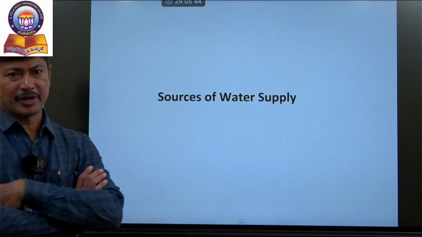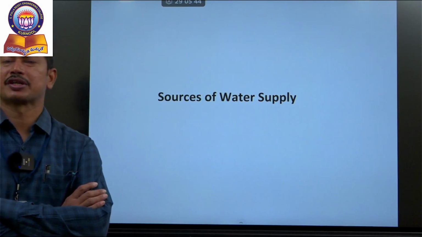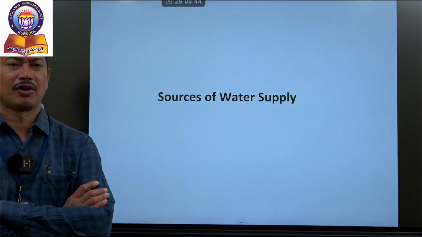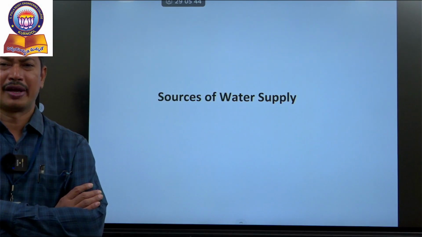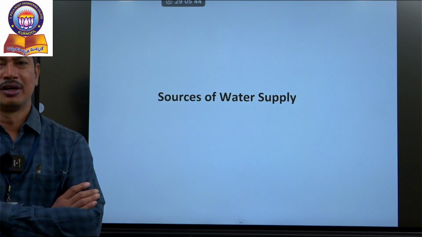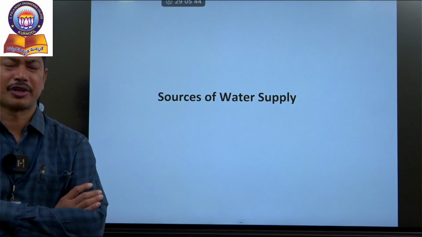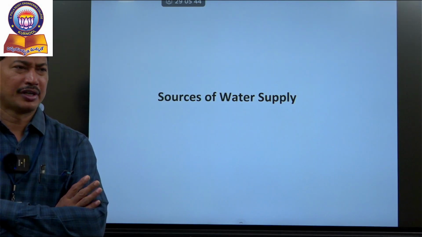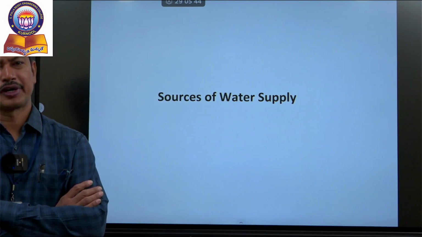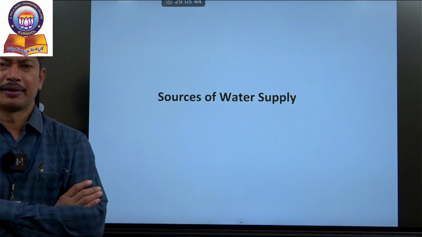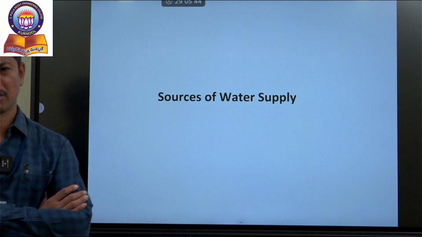Next, the second topic is the source of water. The main source of water is precipitation. Precipitation falls on the ground in various forms: rain, snow, hail, sleet, ice, and so on. Whenever precipitation falls onto the ground surface, it is distributed in three forms. One part percolates into the ground, one part evaporates into the atmosphere, and some water overflows the ground. It is technically called runoff water.